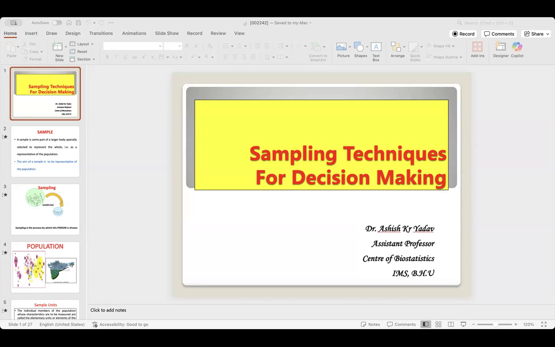Sampling technique is a vital thing while conducting any research. So, I will be guiding you about what the sampling techniques are and how they can be done. So, starting the presentation.